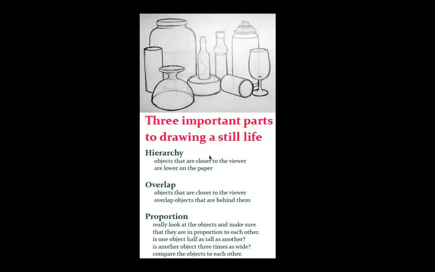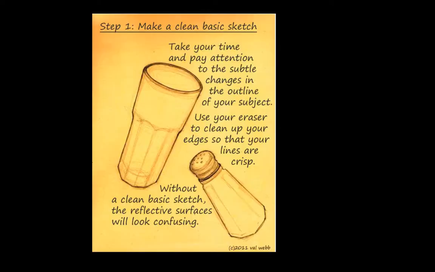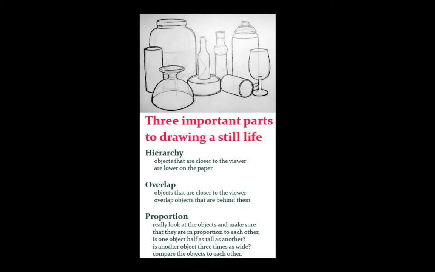And you also want to think about proportion. So for example, when you're measuring an object, you want to make sure that you look at how big is one object compared to another object. Is it half as big? Is it twice as big? And we'll talk more about all of this in the next video too. So go ahead, find some objects that you want to set up for your still life, and in the next video, we'll get started.